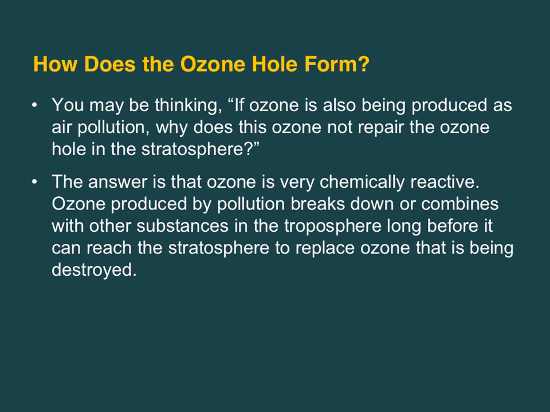So the other thing is, if you remember back, we talked about air pollution. We talked about ozone being air pollution. And so we're producing ozone down here in the troposphere at the surface. So why isn't that just magically zipping up to the ozone layer and filling in the holes? The problem is ozone is very reactive. So it breaks down and combines with other substances long before it can reach the stratosphere. So even though we're making ozone down here as a pollutant, it reacts and disappears before it has a chance to get up into that stratosphere.